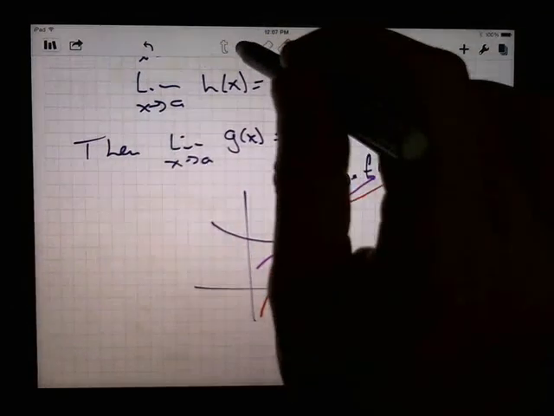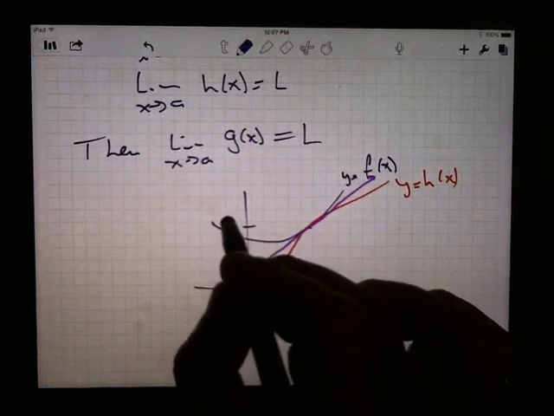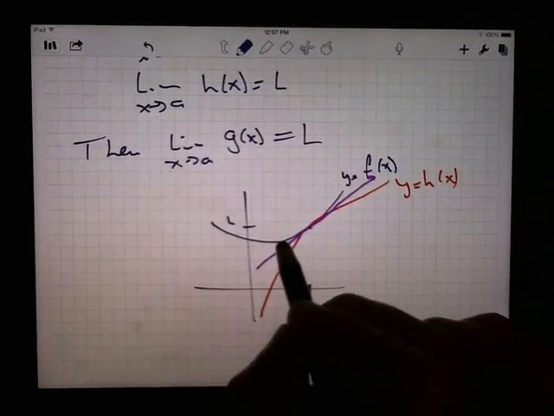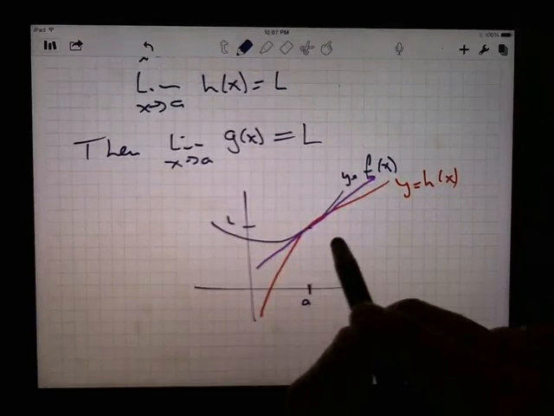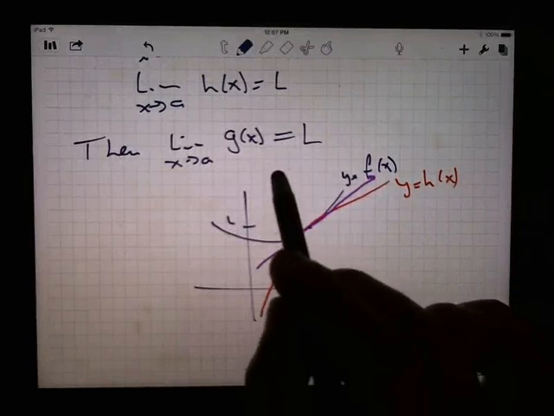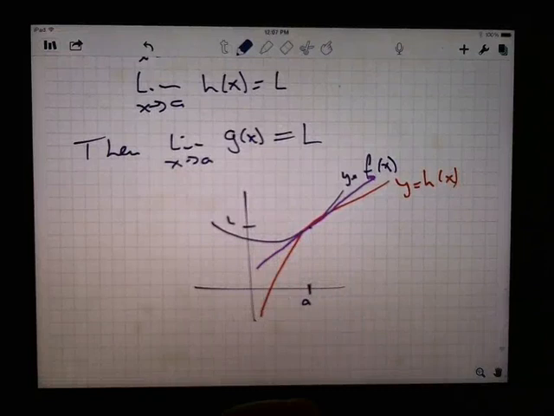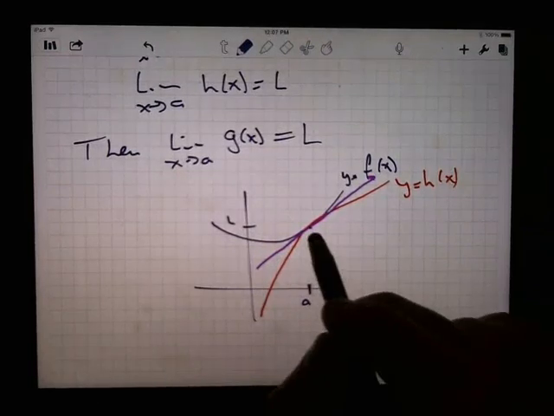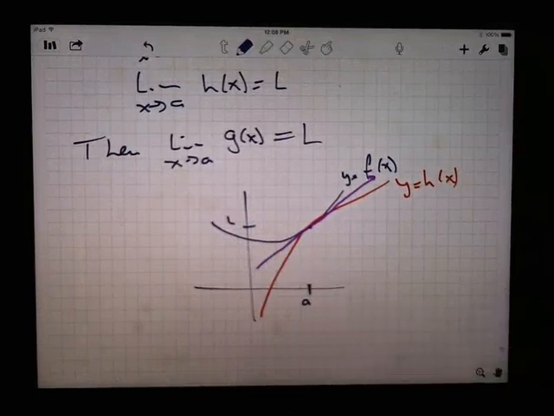So a is about right here, and it looks like the L value is right there. As x approaches a, the blue function is here at L, the red function is here at L, and what this theorem is saying is that the purple function in between will also be approaching L. All of those functions go to the same point. If you know the bottom one and the top one go to L, then the middle one must go to L.